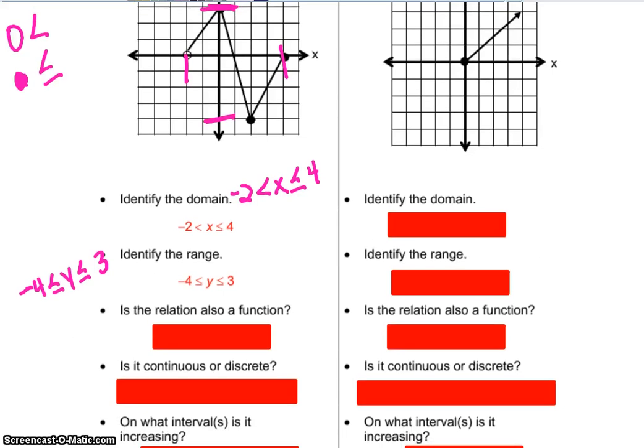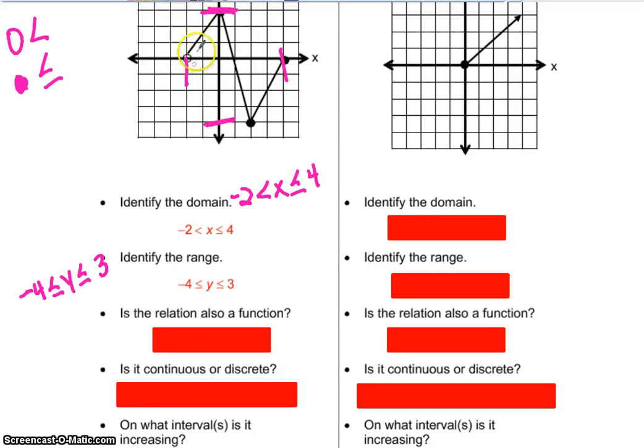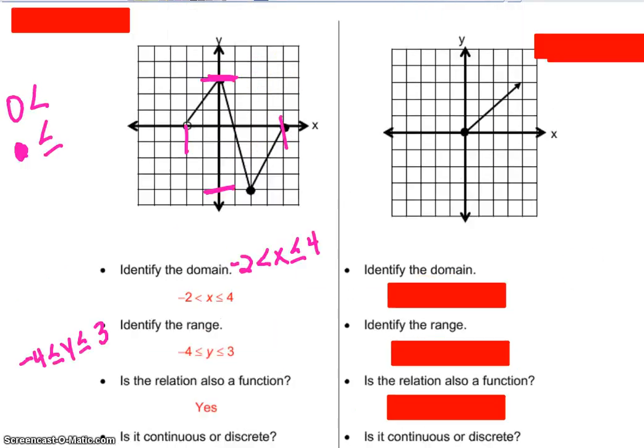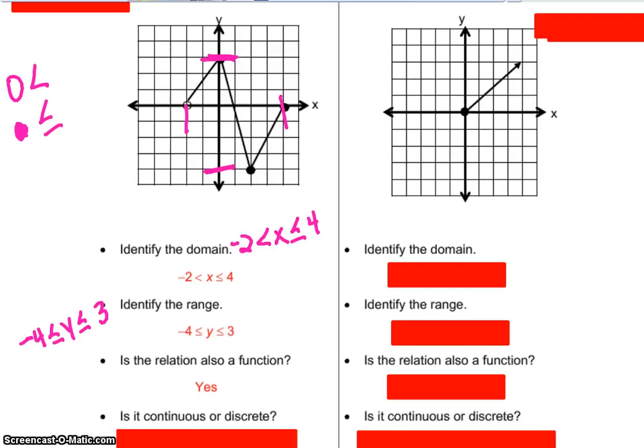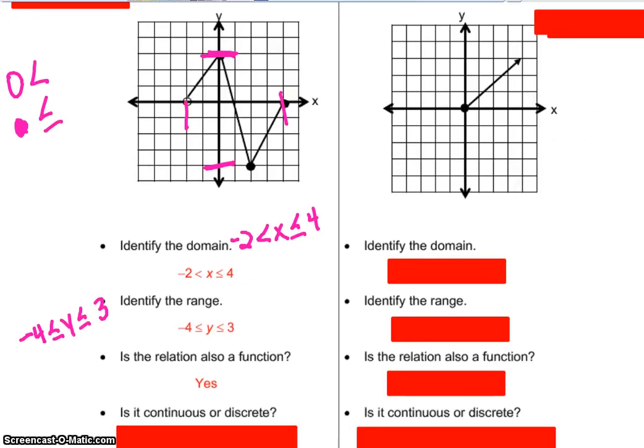Is it a function? Come back up here and do your vertical line test. Anywhere I cross that, it's only going to touch it once. So yes, this is a function. Is it continuous or discrete? Well, the first thing they gave me was a graph. So then you got to say, well, does that graph have dots or does that graph have a solid line? It's a solid line, and that makes it continuous.